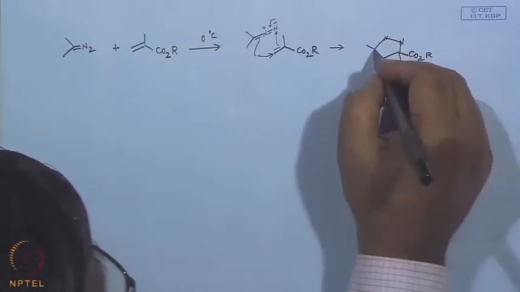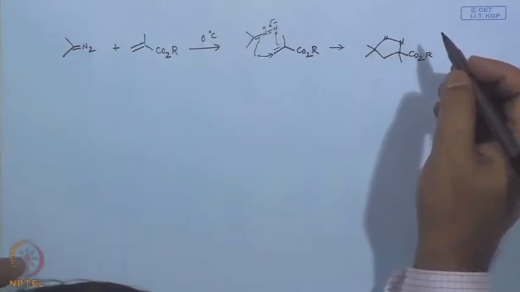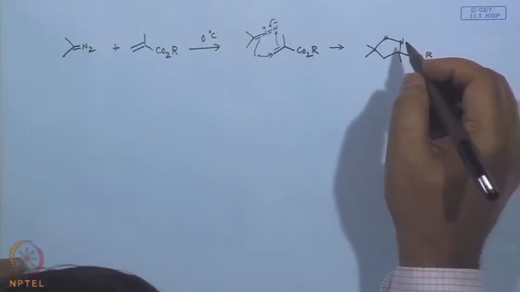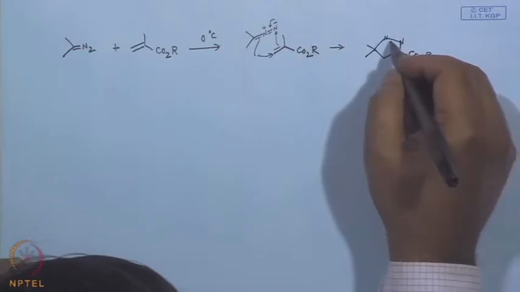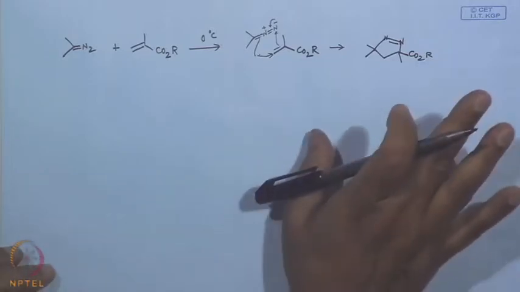Nitrogen, and then you have this methyl group here, right? So something is wrong. This should be a double bond. So this is pretty well known, right?